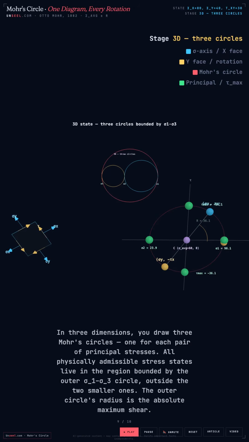In 3 dimensions, you draw 3 circles, one for each pair of principal stresses. All physically admissible stresses live in the region bounded by the outer sigma 1 to sigma 3 circle, outside the 2 smaller ones. The outer circle's radius is the absolute maximum shear.